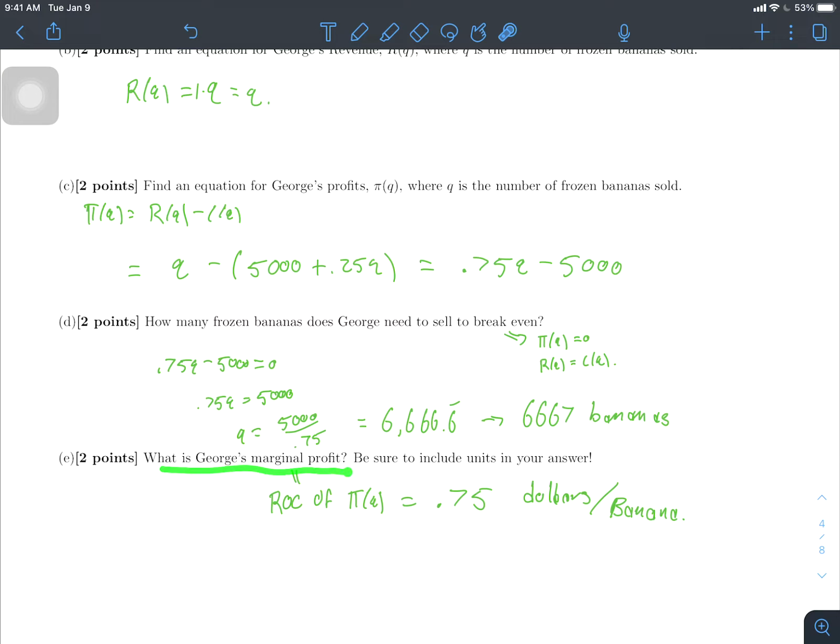So that would be 6,667, because after that, I'm going to start earning money. And then the marginal profit, well, remember the marginal profit is just the rate of change of the profit function, which in this case is linear. This is the form mx plus b, or mq plus b. So the rate of change is just the slope. With units, that means dollars per banana, so $0.75 per banana.